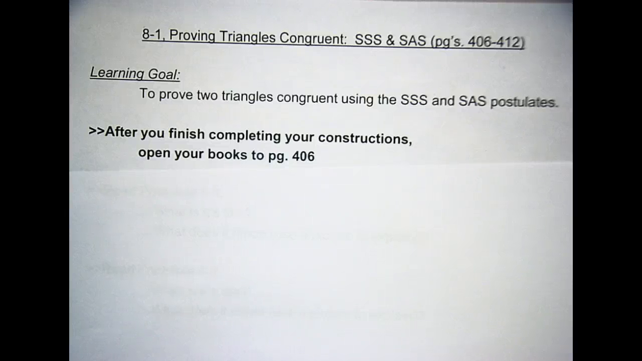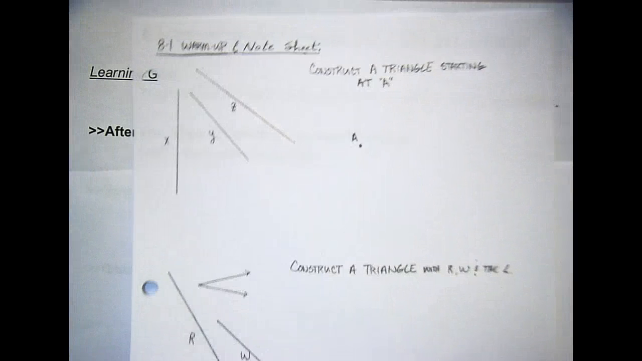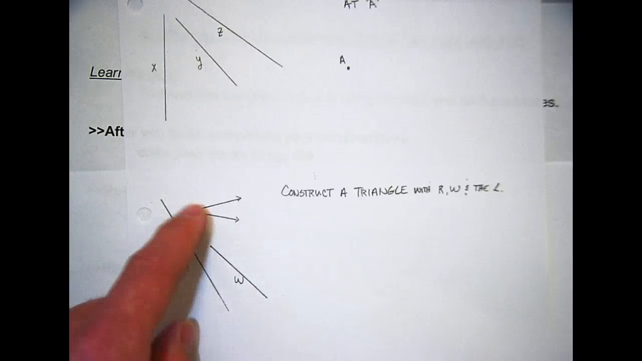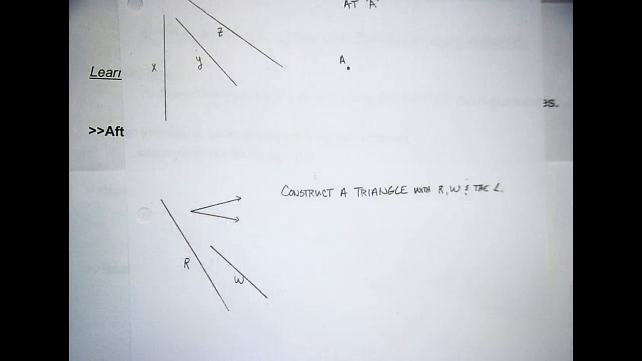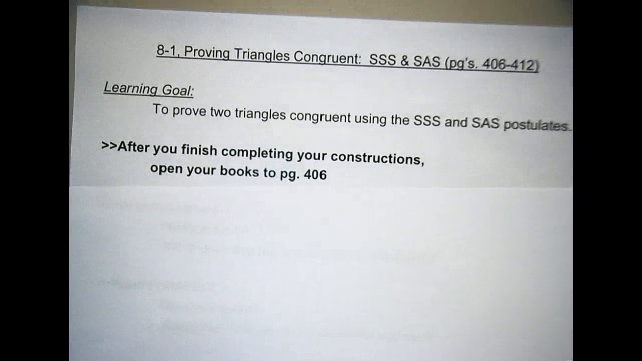Ready to go? A good question on the second construction was, do you have to only use this angle once? And yes, you only have to use it once. So use that angle once with R and W as lengths of two of the legs.